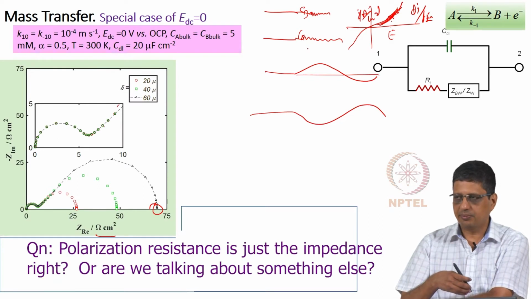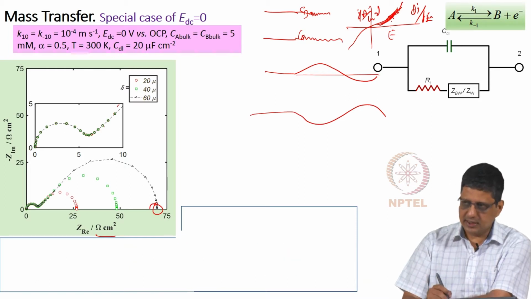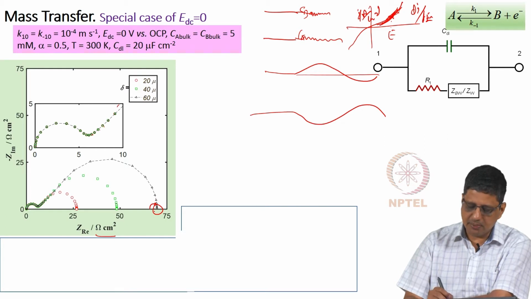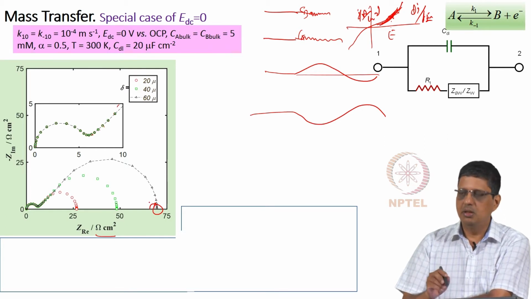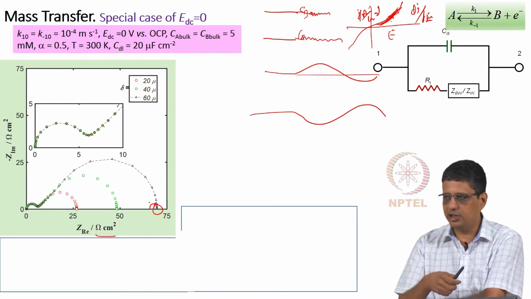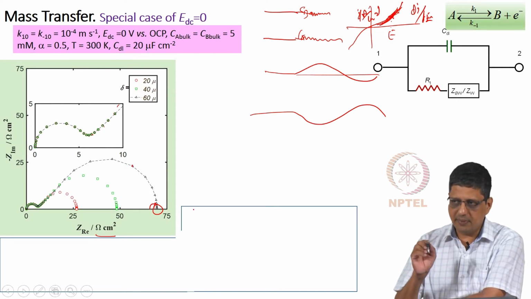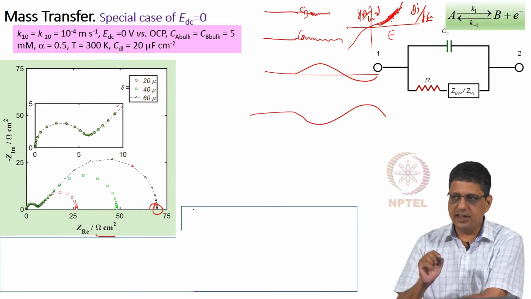The polarization resistance is just the impedance, or are you talking about the settling value? Polarization resistance, if you look at this impedance data, is the impedance at the low frequency limit, which we expect to be the zero frequency limit, but whatever low frequency you can get. If you get somewhere here, you should extrapolate and get it. It should be a real value and the phase should be 0.